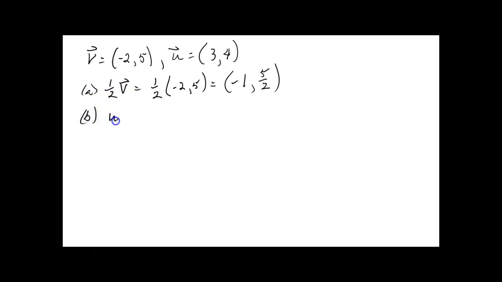The B says U minus V. Well, do exactly what it says. U is the vector (3, 4), and that's a vector, minus a vector V, which is (-2, 5). Okay? Now I'm going to do it underneath it, so hopefully it'll be even clearer. This will be a vector. The first component is 3 minus negative 2, so that's 3 minus a negative 2, comma.